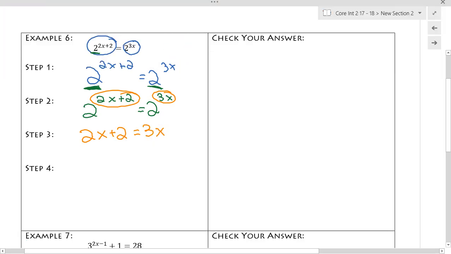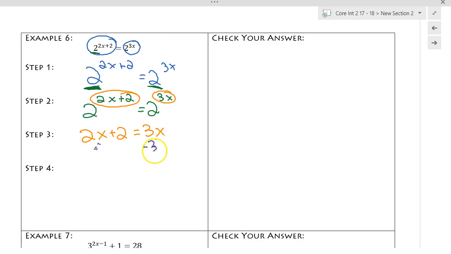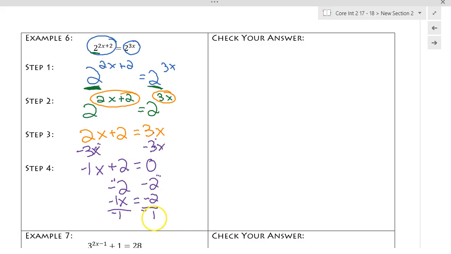Step 4. Solve for x. Remember, I have 2 variables here. I want them all on the left. So I'm going to subtract 3x from both sides. 2x minus 3x. 2 minus 3 is negative 1x, plus 2 equals 3x minus 3x is 0. Now I need to move my constant to the right. Minus 2, minus 2. I have negative 1x equals negative 2. And finally divide by negative 1. X equals negative 2 divided by negative 1 is positive 2.